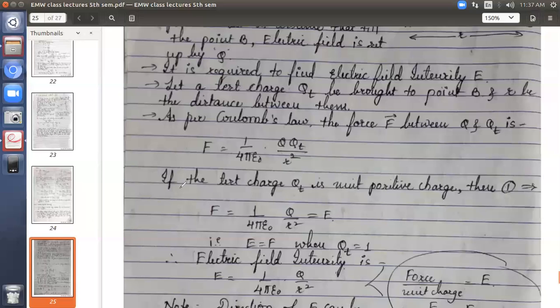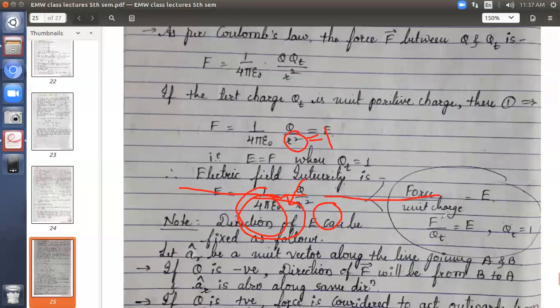Now, if this test charge which I have taken in that premises is a unit positive charge, that is, the magnitude is 1 unit positive charge, then your equation will become 1 by 4 pi epsilon naught Q divided by R square, and this is called electric field intensity. That is what I have done here. Here you can see it. Force is equal to this.